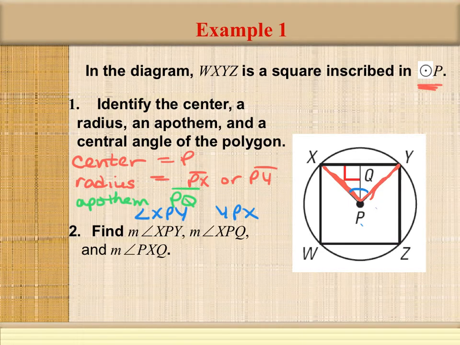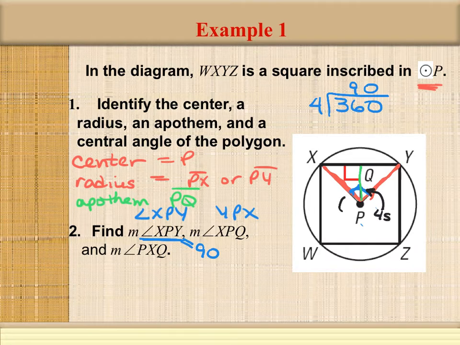Remember, to find the measure of the central angle, you take 360 and you divide it by the number of sides. A square has 4 sides. So this tells me that each central angle is going to have a measure of 90 degrees. So that's my XPY, which is this first one. Once you draw in your apothem, it bisects that central angle. So that tells me that each piece here is 45 degrees.